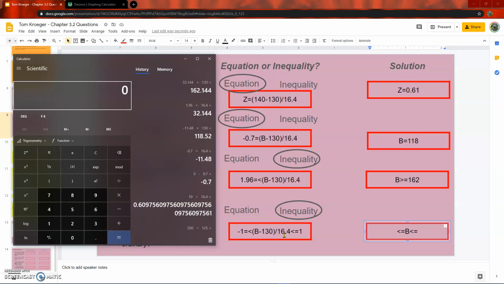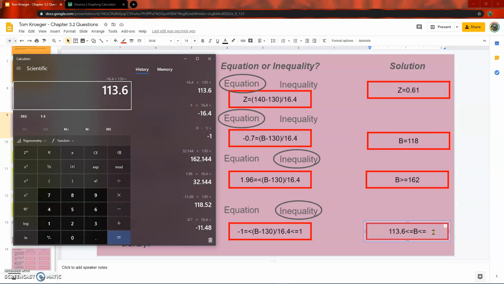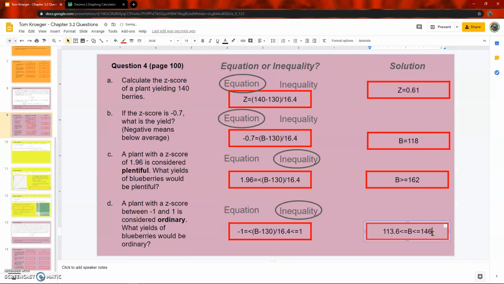We'll start with the -1. Okay, -1 times 16.4 plus 130, and we get 113.6. So b has to be larger than 113.6. Repeat that for +1 times 16.4, which is just 16.4, obviously, plus 130 gives us 146.4. So the yield on the blueberries has to be between those amounts. We essentially have two inequalities there.